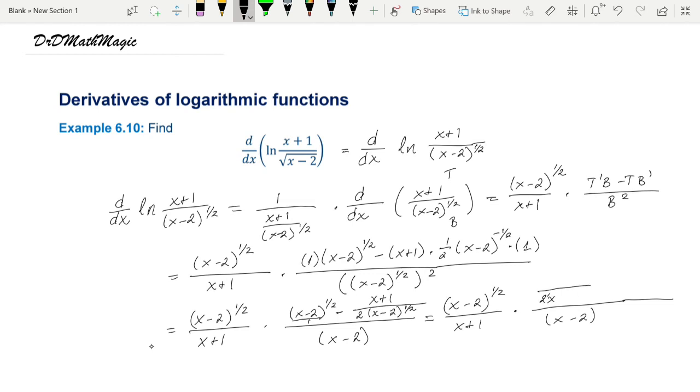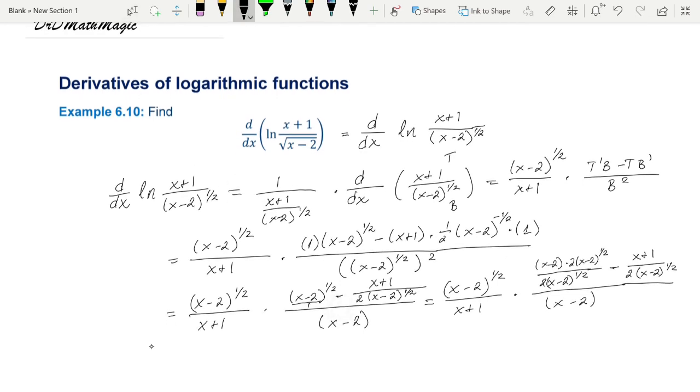So I'm going to rewrite the first one. So the denominator 1 gets changed into 2 times x minus 2 to the power of 1 half. So that means on top I have x minus 2 to the power of 1 half times 2 times x minus 2 to the power of 1 half, and then minus the old one, x plus 1 over 2 times x minus 2 to the power of 1 half. Okay, I mean, it looks messier than it was before, but in fact it's going to lead us to the cleaned up part. So let's go again.